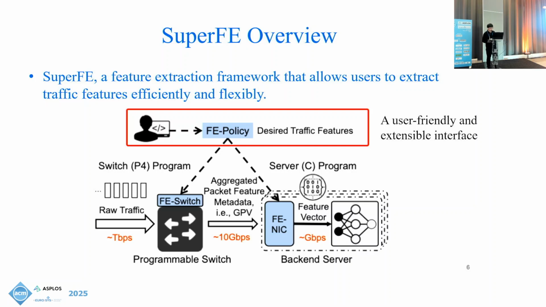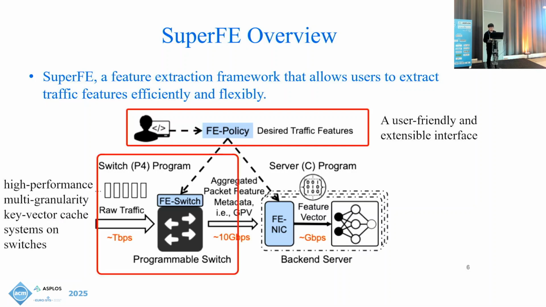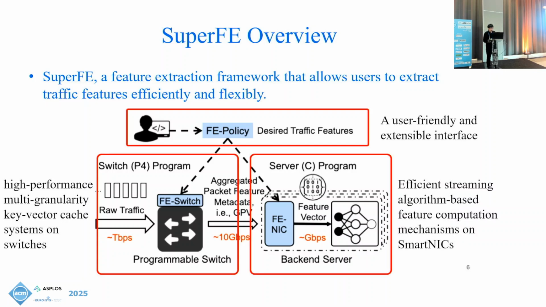First, SuperFE presents a user-friendly and extensible interface to help users write their own feature extraction policies. Second, SuperFE introduces a high-performance, multi-granularity KV vector system on programmable switches in order to batch necessary feature metadata for massive amounts of packets. And third, SuperFE designs an efficient streaming algorithm-based feature computation mechanism on SmartNICs in order to fully exploit the multi-core parallelism and the hierarchical memory of SoC-based SmartNICs.